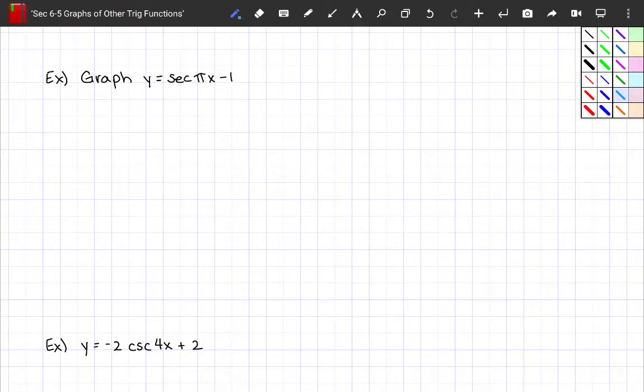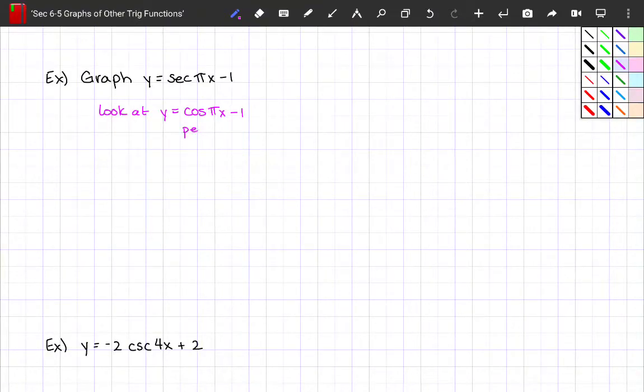Okay, so this one's going to be a little weird because we have a vertical shift in there, and you'll see what happens with that. But let's look at like we did before, in order to graph secant and cosecant, we're going to look at the corresponding sine or cosine graphs. In this case, because secant's the reciprocal of cosine, we're going to look at y equals cosine pi x minus 1. So let's look at this guy.